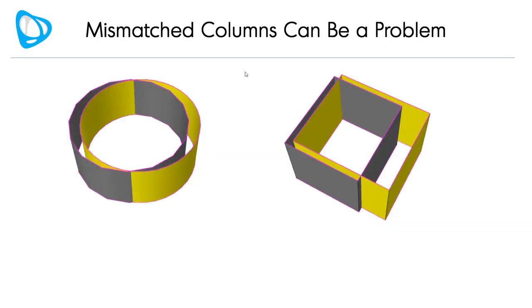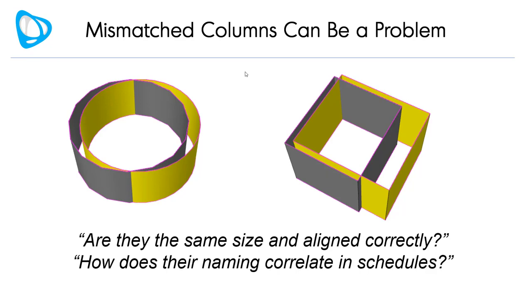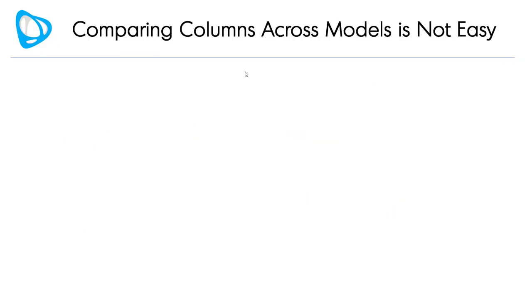Mismatched columns, however, can be a problem. For example, are they the same size and aligned correctly? How does their naming correlate in the various schedules and tables you're producing from the different software? How do the material properties match up in your various analytic representations?